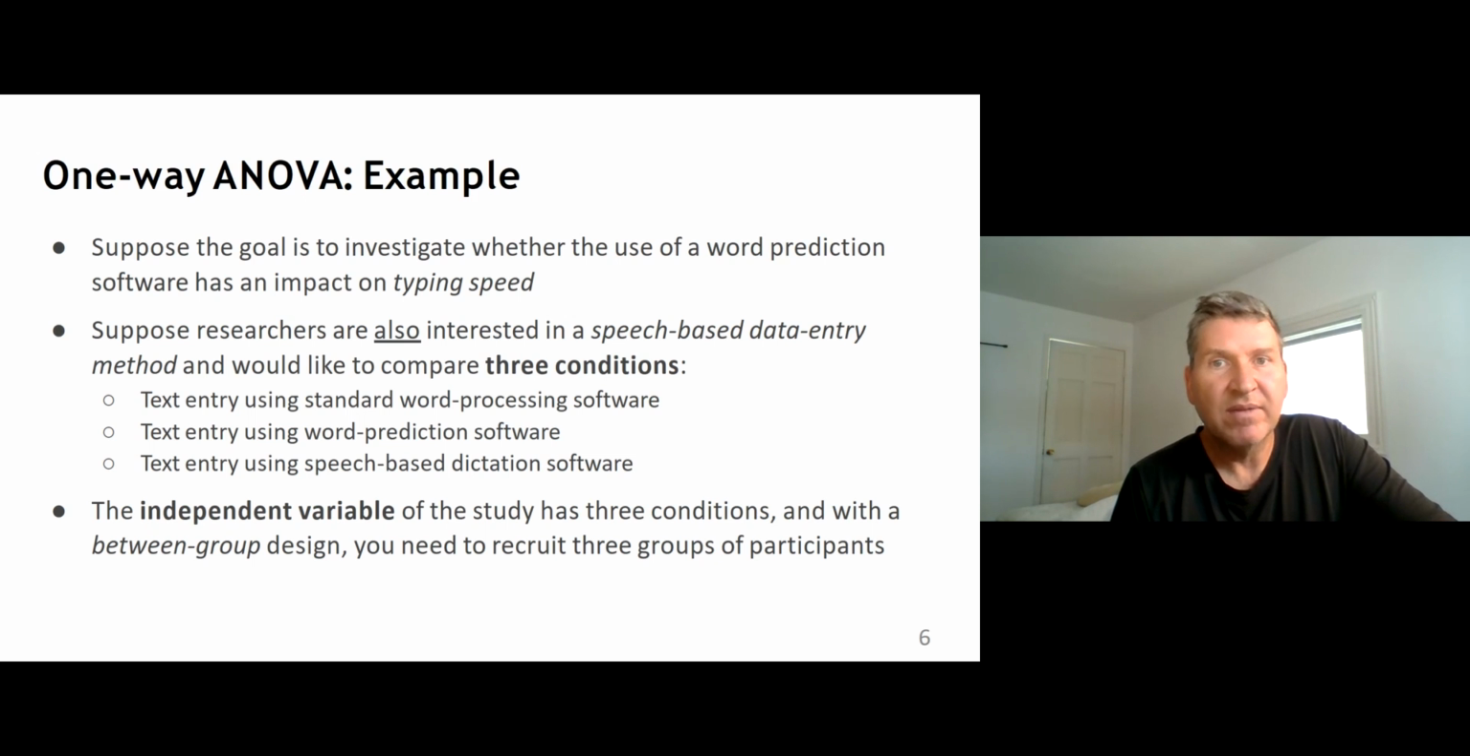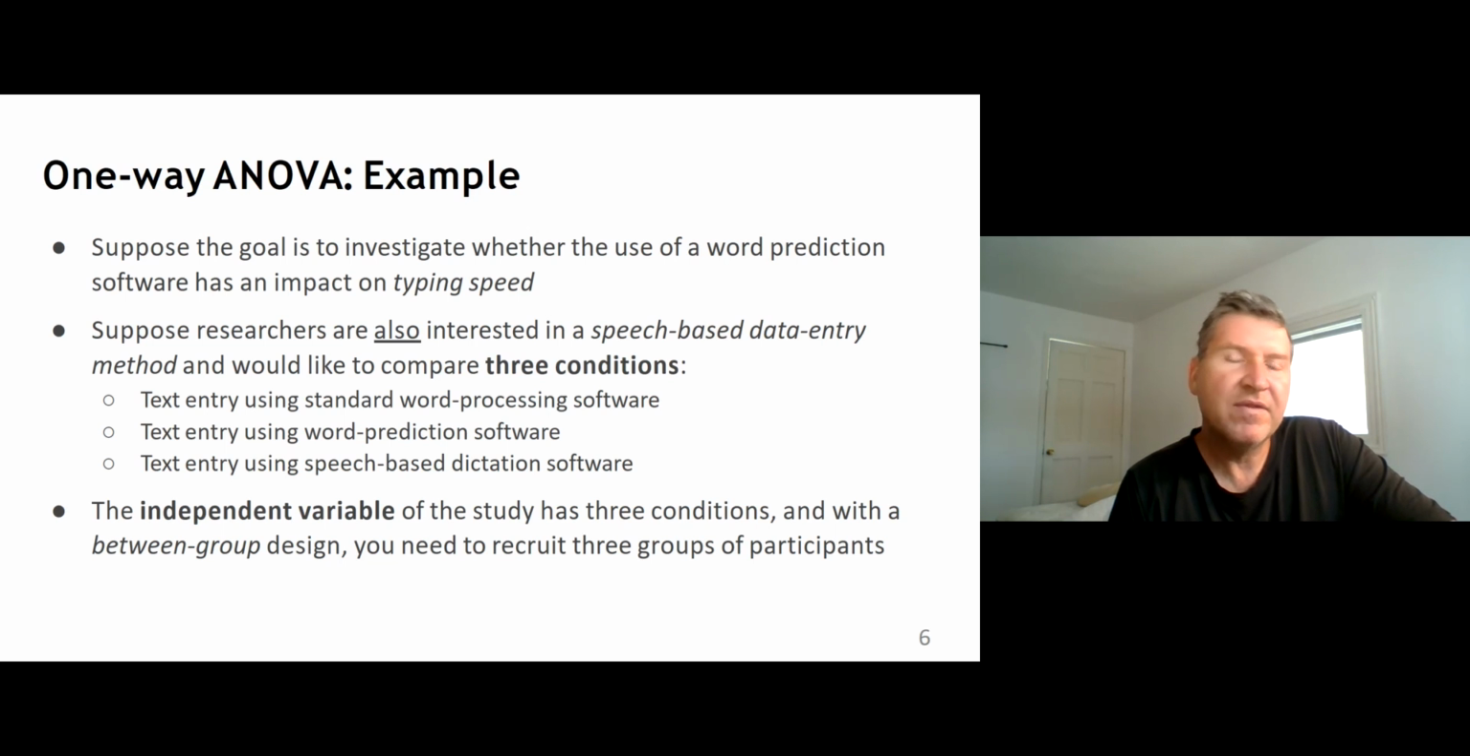Here's an example of one-way ANOVA. Suppose the goal is to investigate whether the use of a word prediction software has an impact on typing speed. Remember, that follows the same example that we used in the last lecture. But in this case, suppose researchers are also interested in speech-based data entry and would like to compare the three conditions: text entry using the standard word processing software, which will be our baseline, text entry using word prediction software, and text entry using speech-based dictation software.